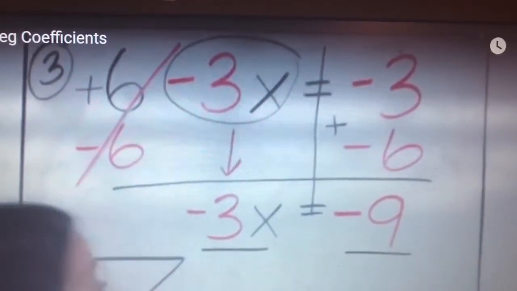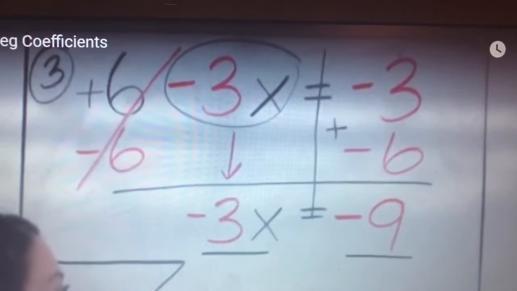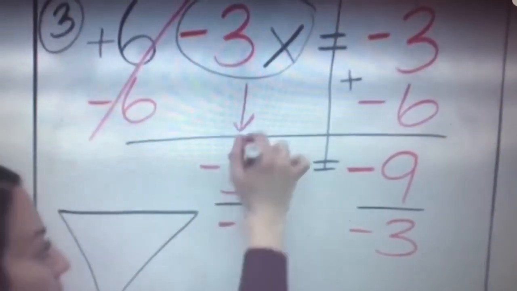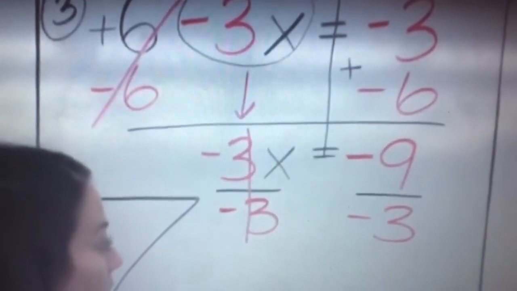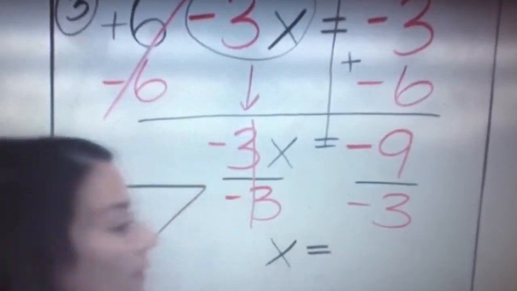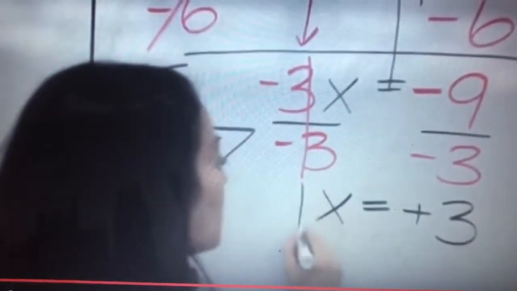That's fine. If you want to get rid of it, you have to divide by it. So you're dividing by a negative 3. Negative 3 divided by negative 3 is 1. So now we can get x by itself. All right. So the answer here is positive 3.